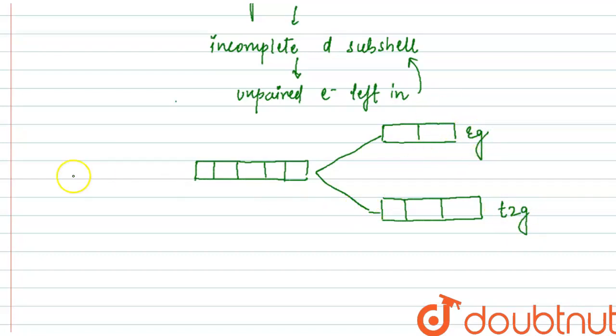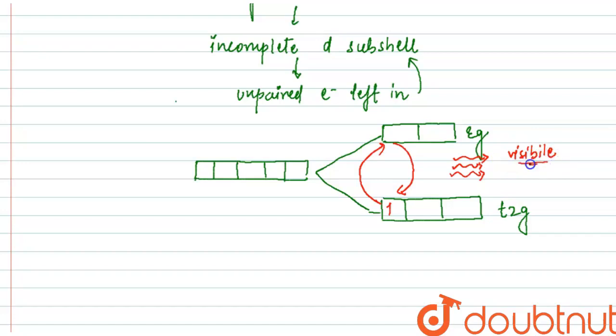Now if we have any unpaired electron left in d subshell, what happens if we have an unpaired electron in T2g? Then this electron sometimes takes energy from the visible radiation and gets excited and promoted to the higher energy level Eg, and just after some time it returns back to its original position, radiating the absorbed energy in the form of visible spectrum.